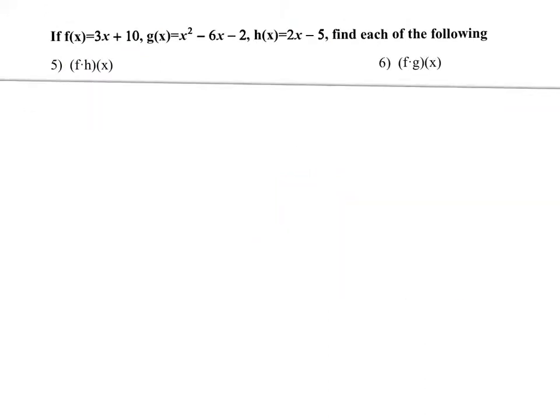All right, next up here, you can see that they have switched up the functions on us. So we have new functions. And now we see we're doing multiplication. So I'm going to do f times g. So f is 3x plus 10. And then g is x squared minus 6x minus 2. So I'm going to multiply these together.